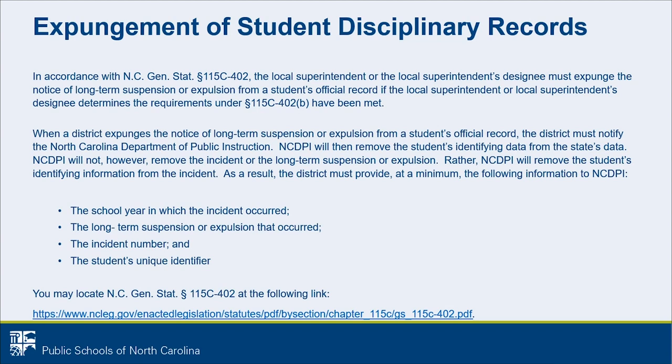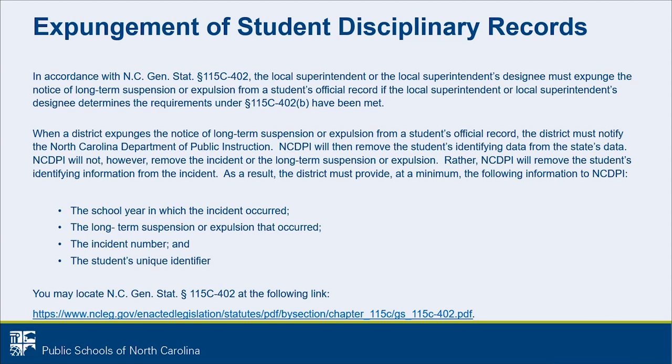In accordance with General Statute 115C-402, the local superintendent or the local superintendent's designee must expunge the notice of long-term suspension or expulsion from a student's official record if the local superintendent or local superintendent's designee determines the requirements under 115C-402B have been met. When a district expunges the notice of long-term suspension or expulsion from a student's official record, the district must notify the North Carolina Department of Public Instruction.